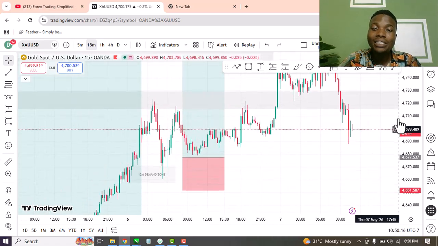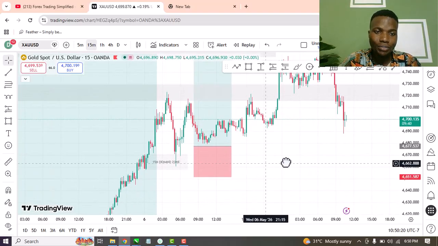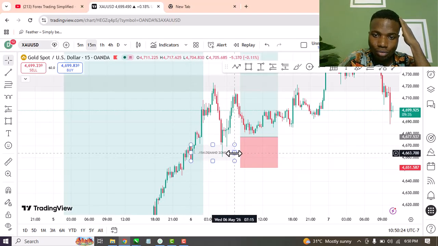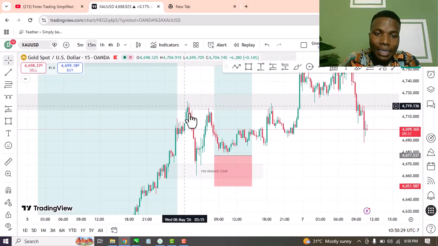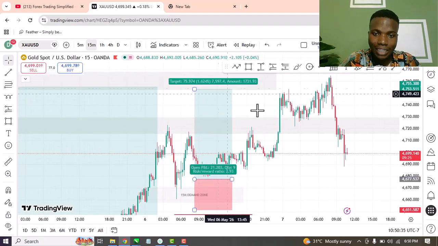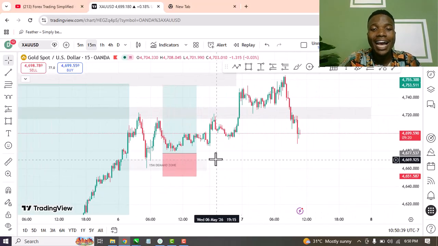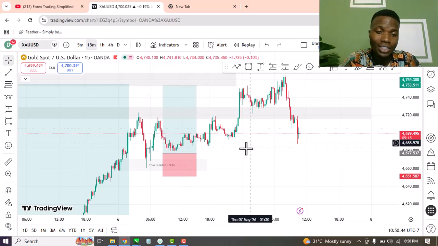So what I simply did is that I came down to 15 minutes, and I simply marked out my 15-minute demand zone. So this is my 15-minute demand zone. I saw that price came all the way down here, then I entered the trade around the zone right here. So I targeted this high. But eventually, I didn't hold this trade up to this level.